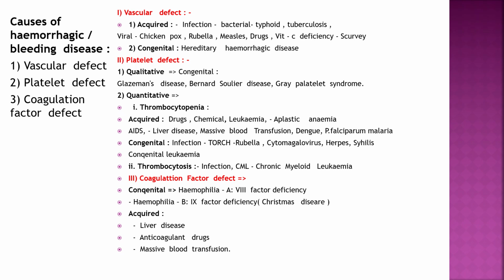Then causes for the coagulation factor defect. So they can be congenital or acquired. So congenital, when it is hemophilia A, that is factor 8 deficiency, and hemophilia B, when there is factor 9 deficiency, also called Christmas disease. Acquired causes can be liver disease, anticoagulant drugs like warfarin, heparin, or massive blood transfusion. Because of that, the blood gets diluted and the platelets or coagulation factors become less, and then it causes hemorrhagic disorder or bleeding disorder.